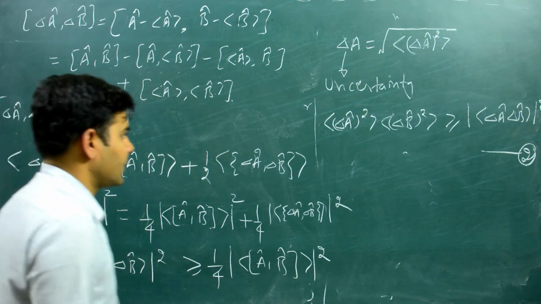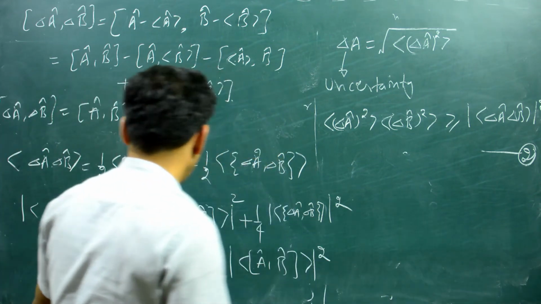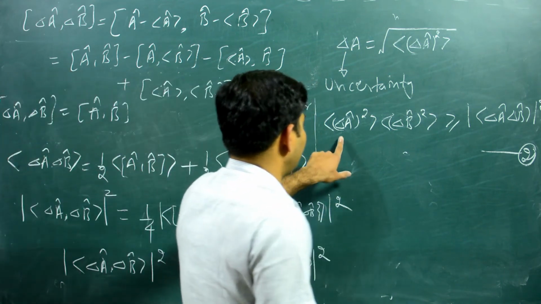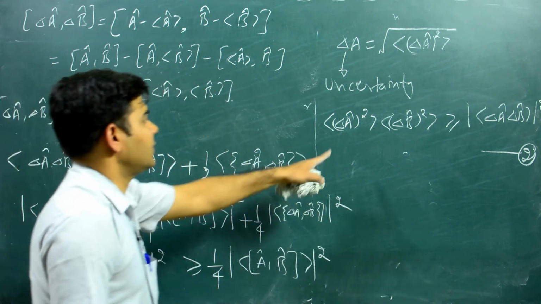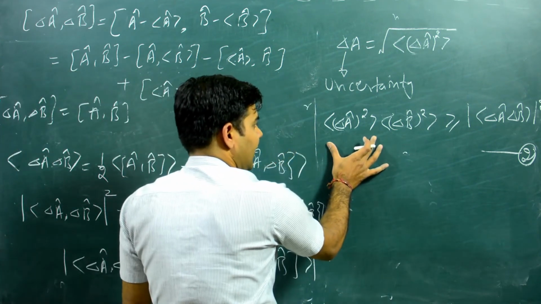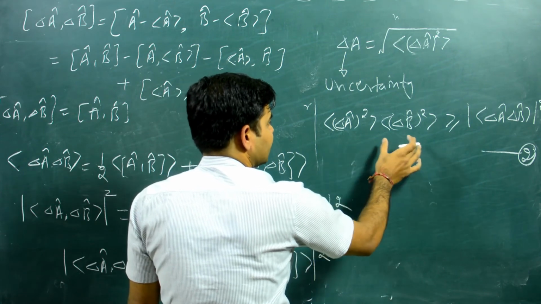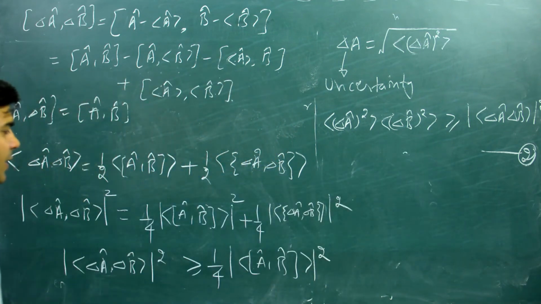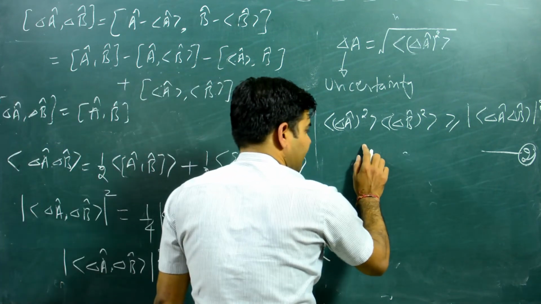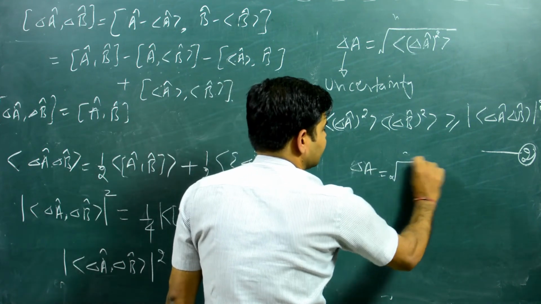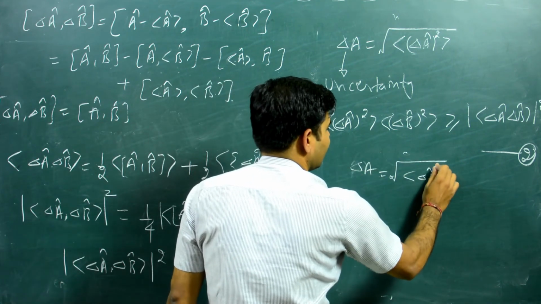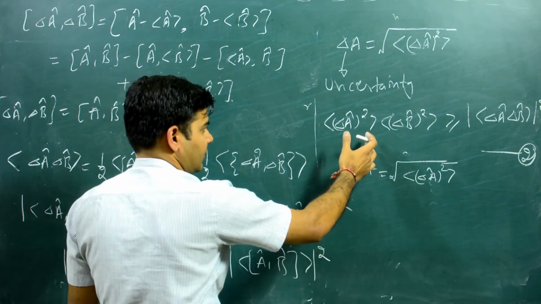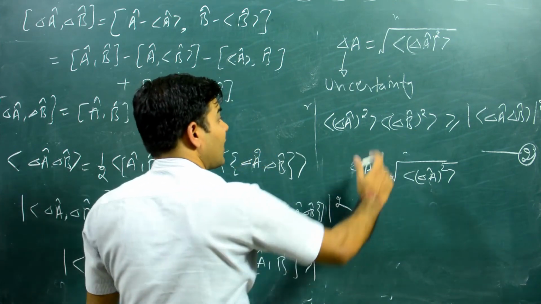Fine. So let me use this equation 2. We have this on the right hand side of equation 2. We have found this out, and we already know what this is equal to. This is equal to the uncertainty in A. This corresponds to the uncertainty in A, and this corresponds to the uncertainty in B. Remember how we defined the uncertainty: the uncertainty in A we defined as this. So this is the uncertainty squared in terms of the uncertainty of A. Similarly, this is the square of the uncertainty in B.